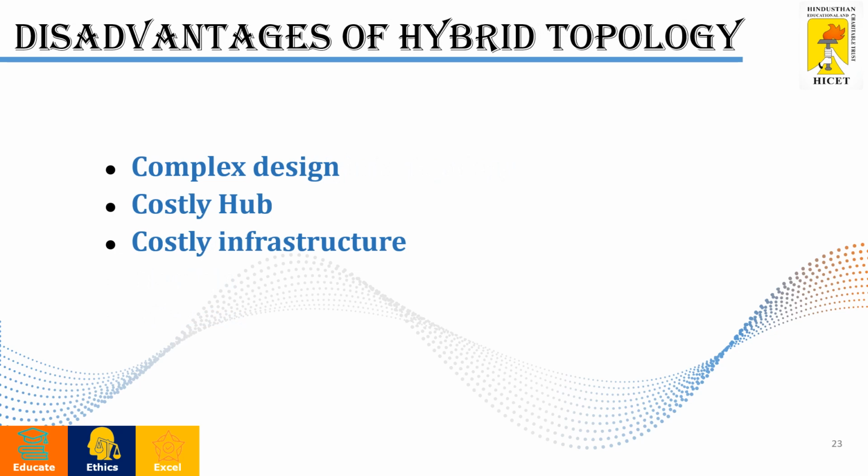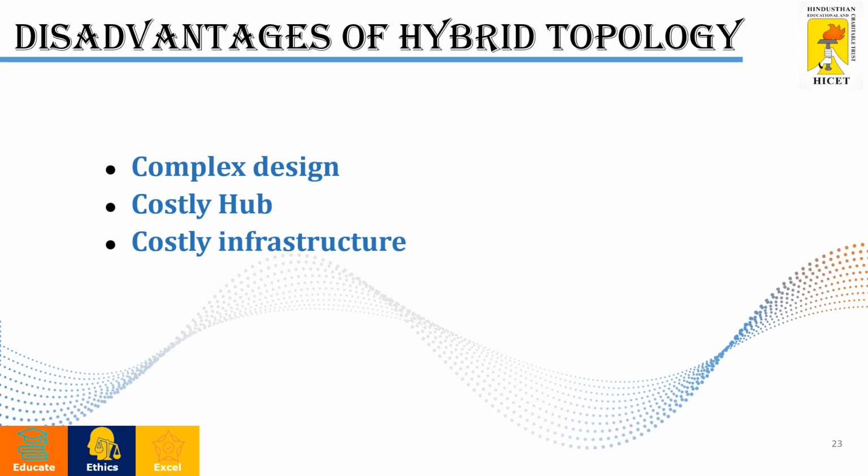The design is very complex. It is very difficult to design the architecture of a hybrid network, and we have costly hubs. The hubs used in the hybrid topology are very expensive as these hubs are different from the usual hubs used in the other topologies, and it needs a costly infrastructure.